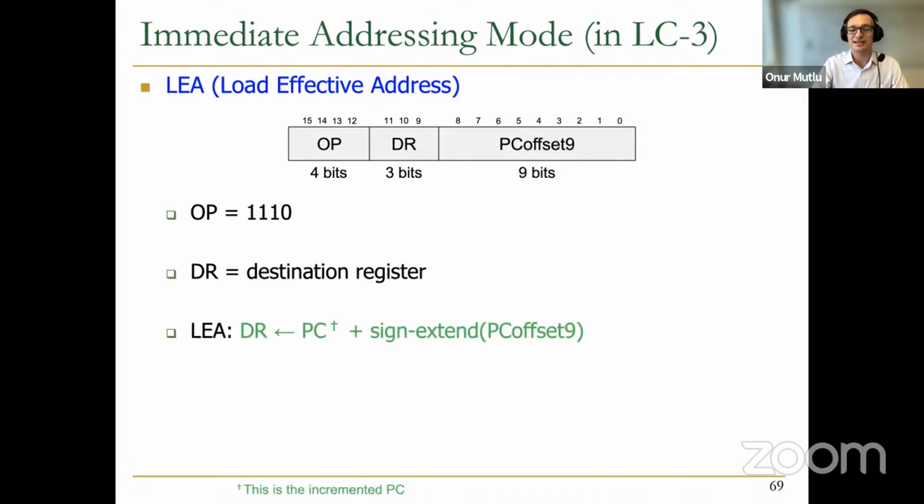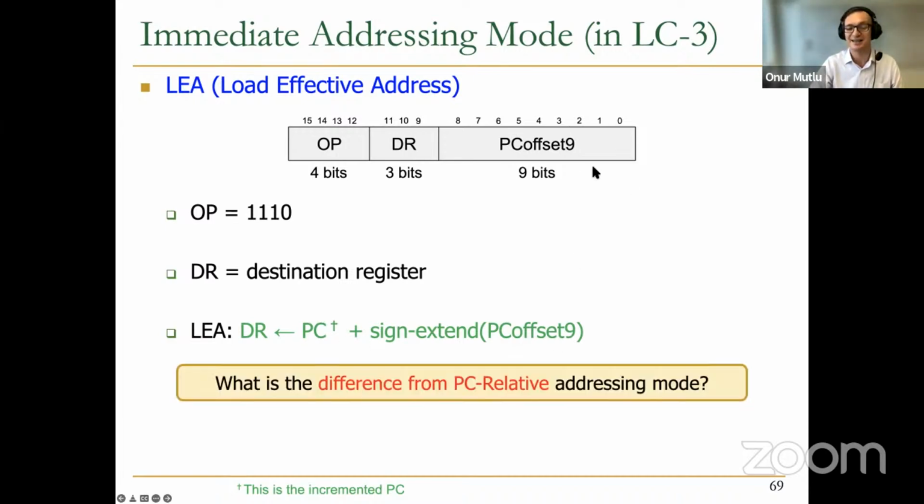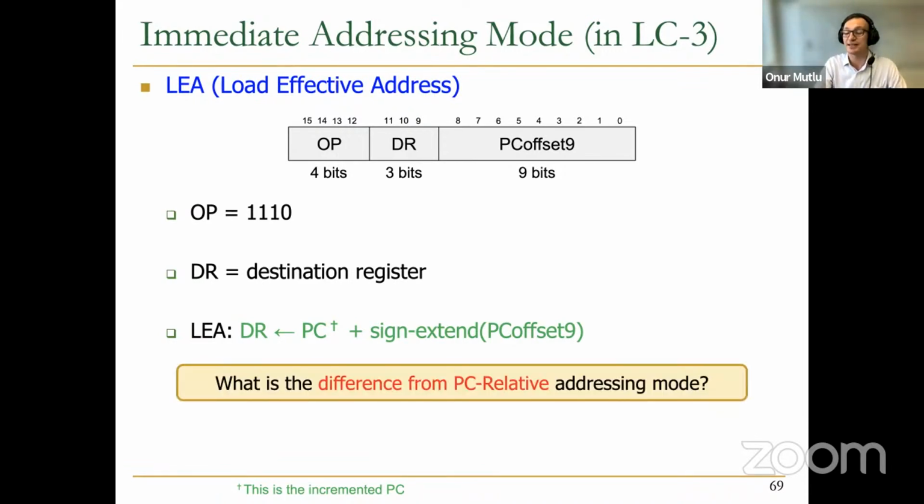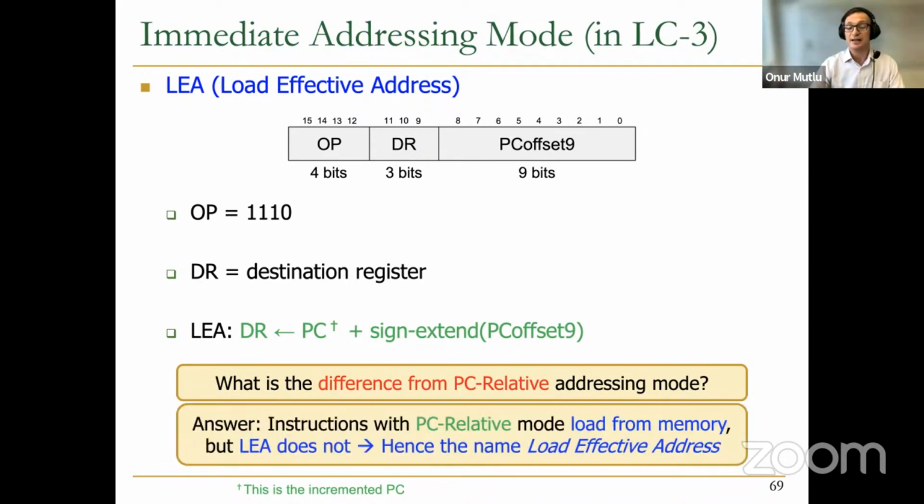You have a destination register, and the destination register gets the value of the incremented PC plus the sign extended 9-bit offset. Basically, you construct a value in the destination register that is specified by this calculation, program counter plus sign extended 9-bit offset. And that's the idea. So in this case, we don't go into memory. That's the difference from PC relative addressing mode. We don't go into memory. We just construct an address in the destination register. Essentially, LEA does an addition and writes the result into the destination register without going into memory. That's why it's called load effective address.